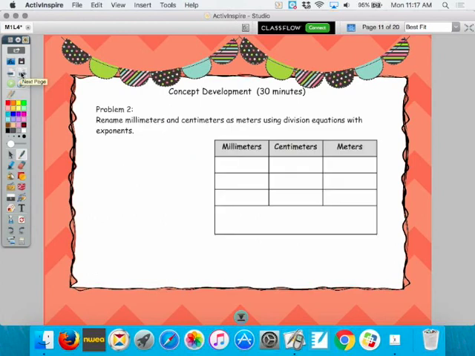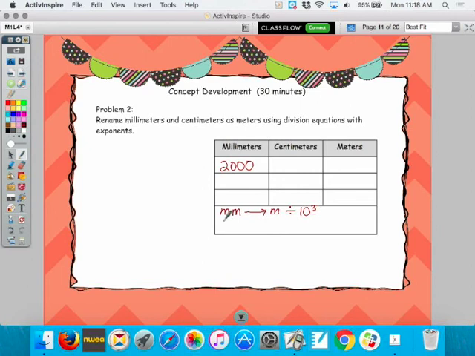Now, we are going to rename from millimeters and centimeters to meters. And what are we going to use? Division, okay? Let's start with 2,000 millimeters, and let's write some hints down here. If I'm going from millimeters to meters, I'm going to divide by, what do you think? 10 to the third power. Whenever you're working with millimeters, just assume it's 10 to the third power, okay?